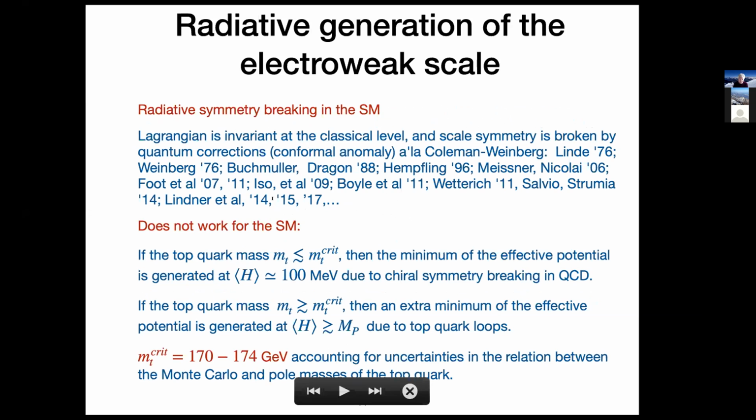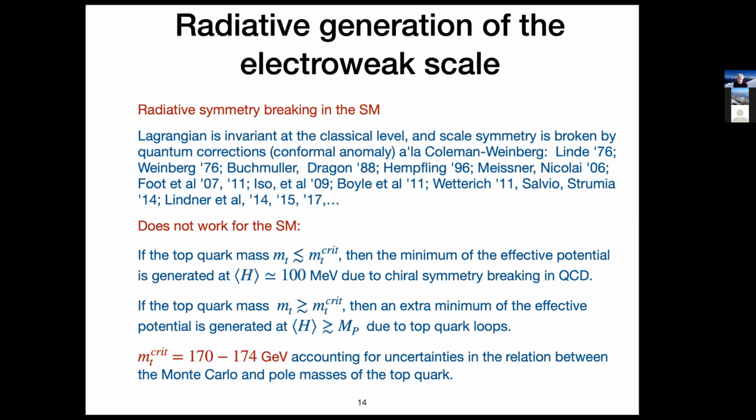Linde, Weinberg, okay, here is the partial list, tried to apply these ideas to the standard model. However, it happened that the idea doesn't work in the standard model. Originally, people thought that it may work. From here, an upper limit on the mass of the Higgs boson was derived, a few GeV, but this was all rejected by experiment.